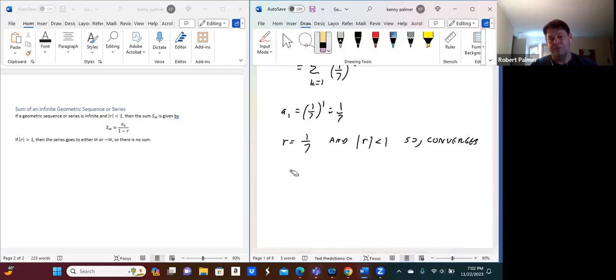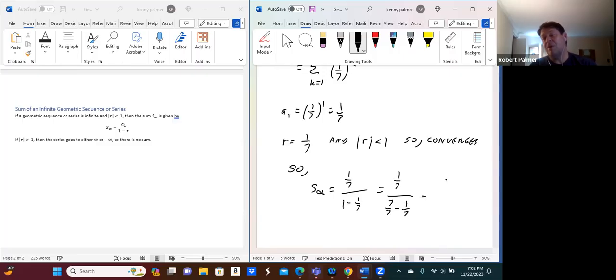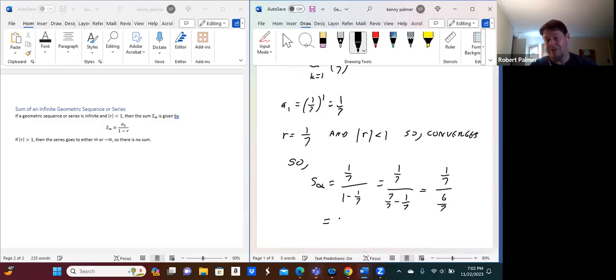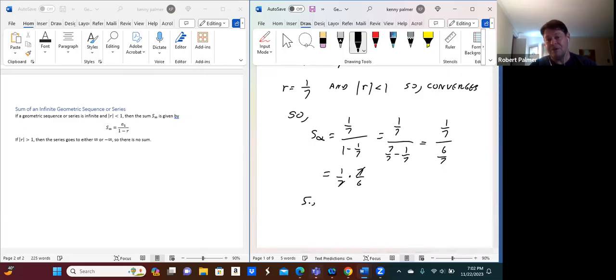So S infinity is going to be 1/7, which is a1, over 1 minus 1/7. Once again, I have to do little fractions. We have 1/7 up here, and down here, 1 is the same thing as 7 over 7 minus 1/7. That's going to be 1/7 divided by 6/7. To divide fractions, multiply by the reciprocal of what you're dividing by. So it's 1/7 times 7 over 6, where the 7s cancel out. What we're left with as our infinite sum is just 1 over 6.